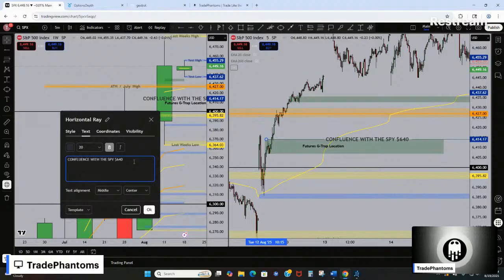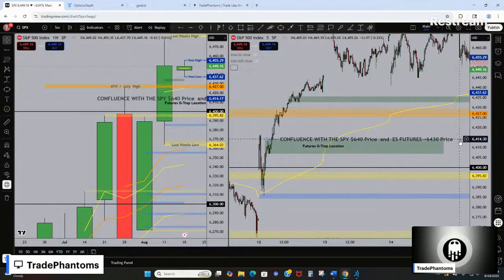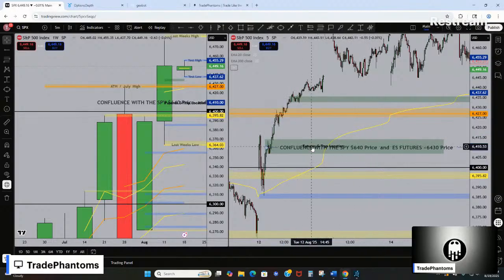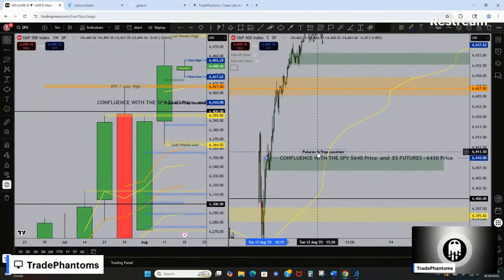It will get better. Confluence with the SPY 640 price and ES futures, that is, right? Roughly the 64.30 price in futures. Okay. That's that same level there, right? So that's SPX 64, call it 14s, 64 10s, I'll round down. Into that level there. Okay.